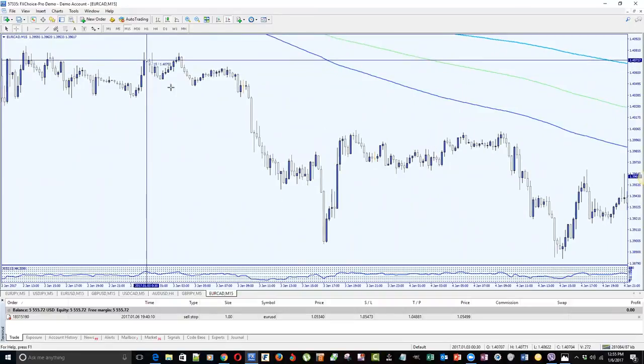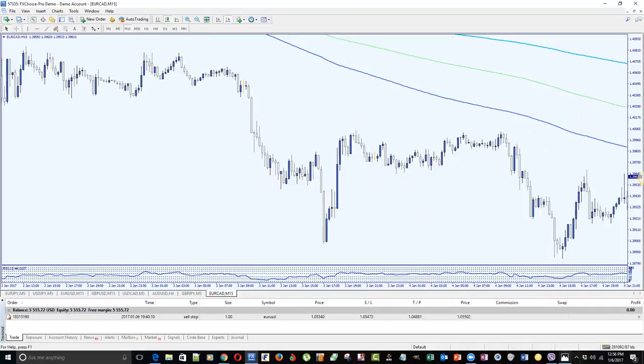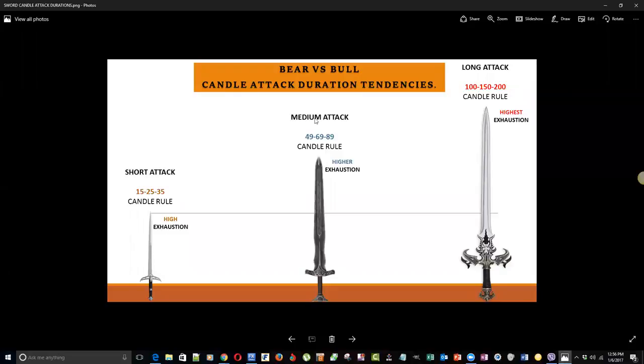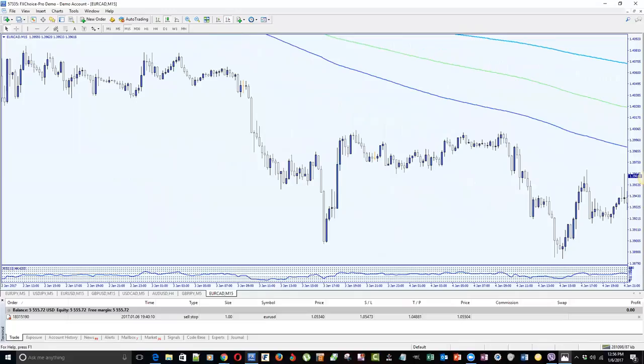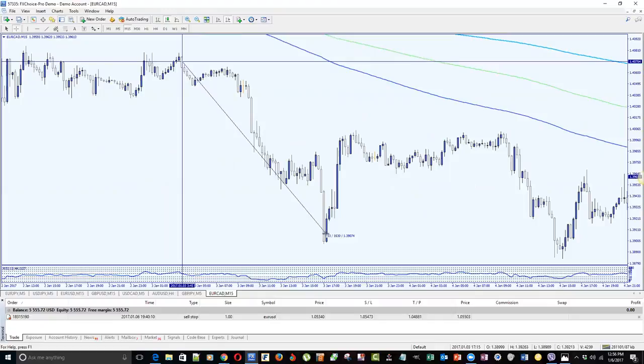You can clearly see that the rule is pretty solid. The only thing you have to look out for is determining when you're going into consolidation. This point from here to here is 66 candles. We look at our attack sheet and we can see that it fell under the medium attack. The market committed a medium attack. So who attacked who? If you look from here to here, it's 53 candles. The bears attacked the bulls for 53 candles.